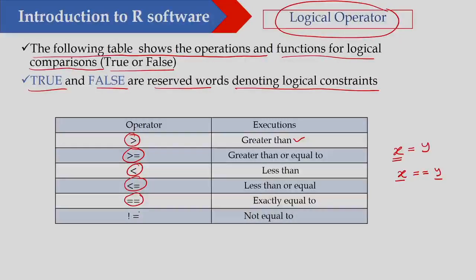And not equal. That means if I write x != y, suppose x value is 10 and y value is 20. So, this is not equal, so this operator will give you TRUE. And if it is equal, then it will give you FALSE. So, I can use these operators in my coding. I can use them for any logical operation: greater than, greater than or equal, less than, less than or equal, equal, not equal to.